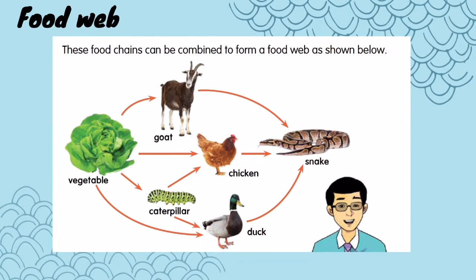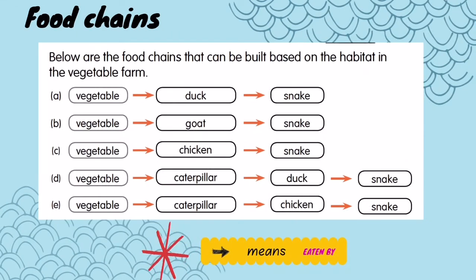So this is a food web. What is a food web? A food web is a combination of all the food chains that we build in the vegetable farm. So how to build a food web? Let me teach you how to build a food web.